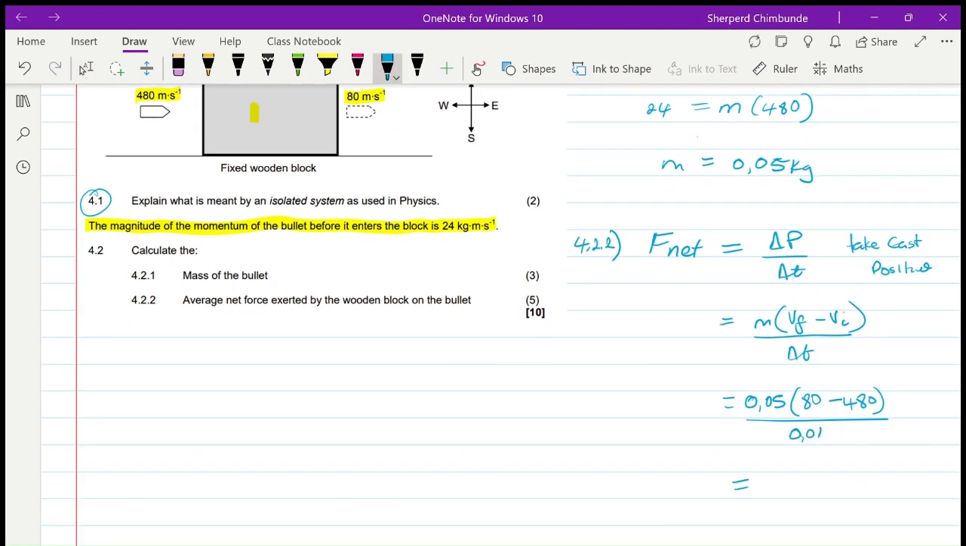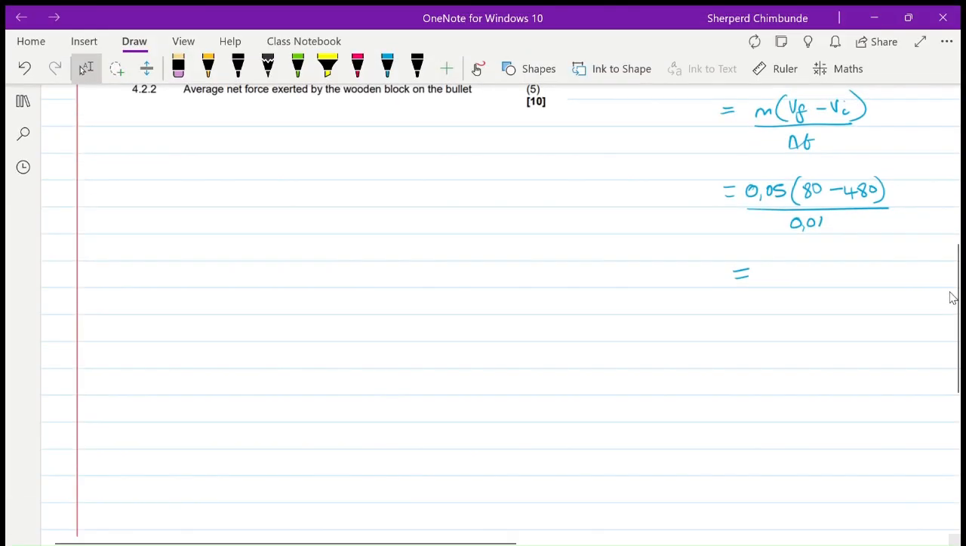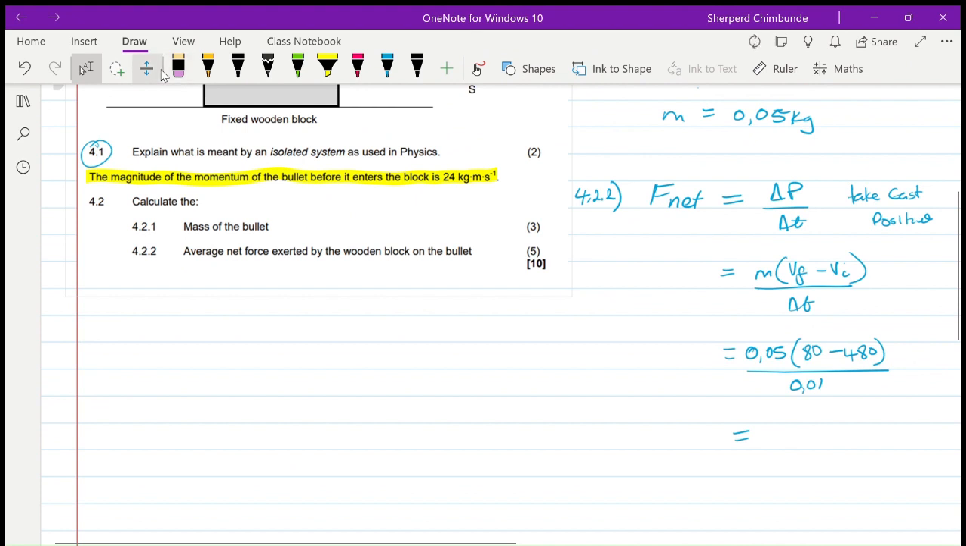Right. We bring in our calculator to help us with our calculation. Always try, if possible, to use brackets and fractions where possible. So 0.05 times the bracket 80 minus 480, close that bracket, and then divide by 0.01, and we get our answer, which is going to be minus 2000. So we write our answer here, minus 2000.